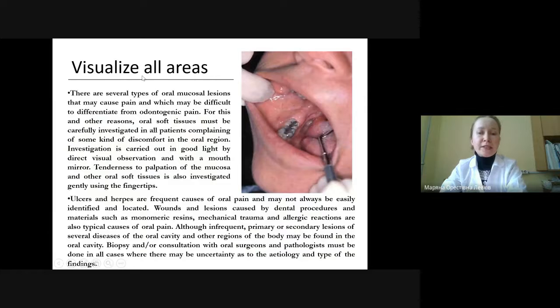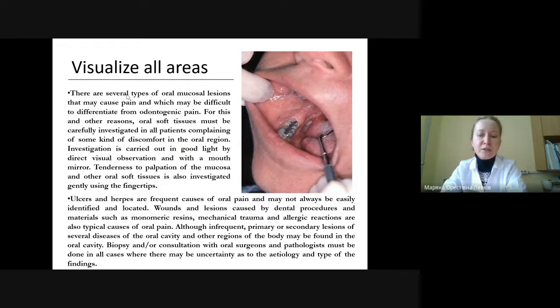The most important statement in examination of the oral cavity: visualize all areas, not only that single tooth that the patient indicates. There are several types of oral mucosal lesions that may cause pain and which may be difficult to differentiate from odontogenic pain. For these and other reasons, oral soft tissues must be carefully investigated in all patients complaining of some kind of discomfort in the oral region.